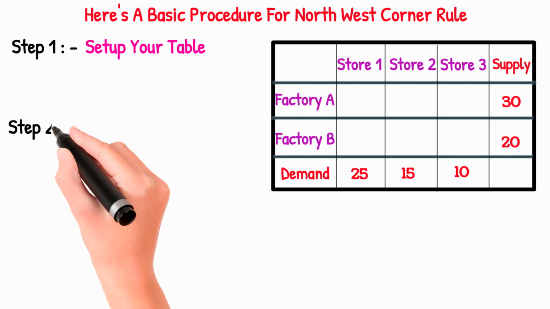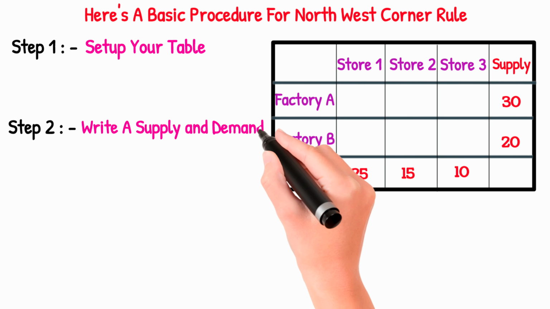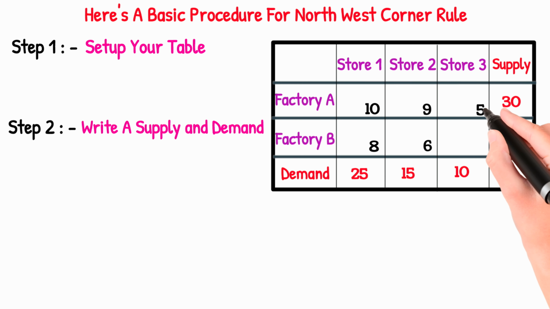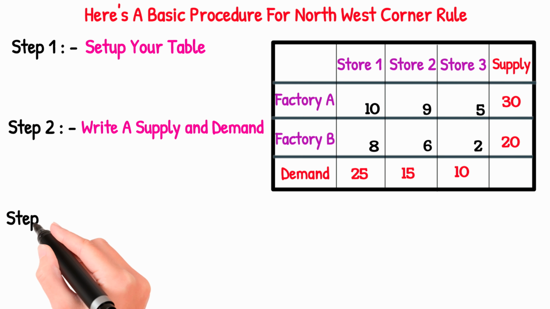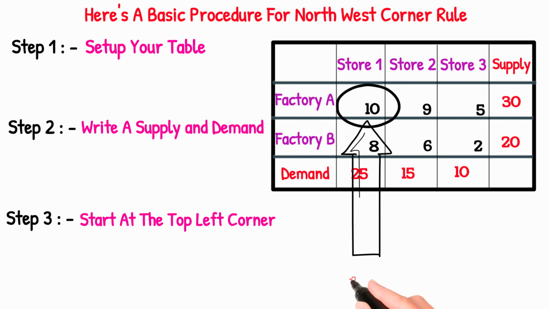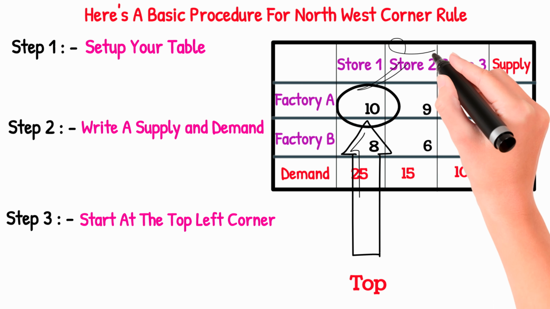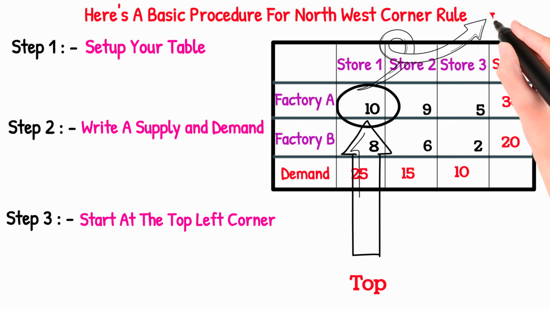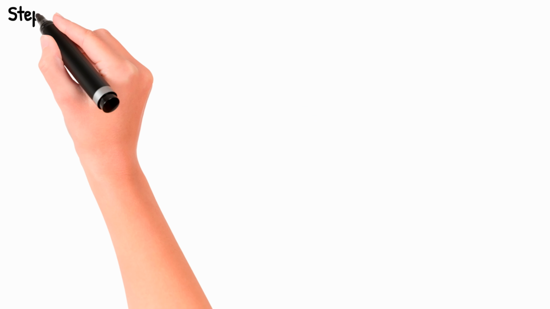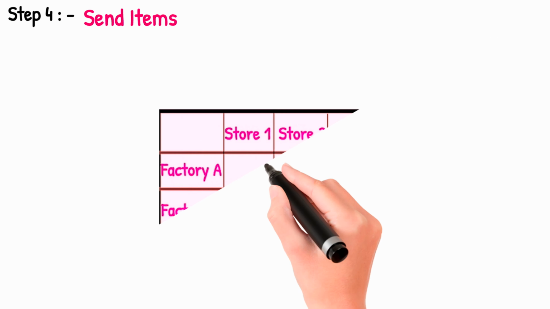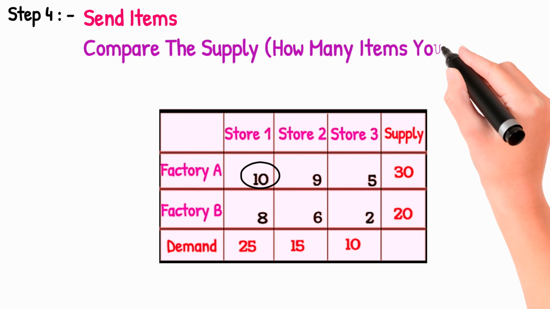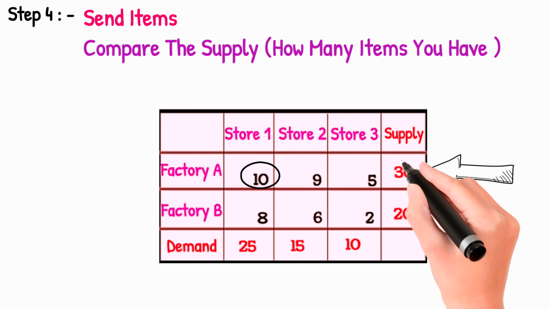Step 2. Step 3. Look at the first cell in the table, the northwest corner. This is where you will start. Step 4. Compare the supply, how many items you have, and the demand, how many items are needed.